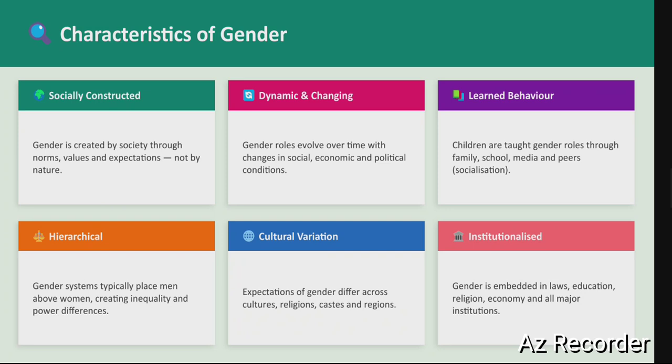Next, institutionalized. Gender is embedded in laws, education, religion, economy and all the major institutions. So there are percentages: this much women should get jobs, this much men should get. There is a percentage; however, women do have a lower percentage. There is a compulsion, like 35% women should get jobs, 25% women should get education in the university.